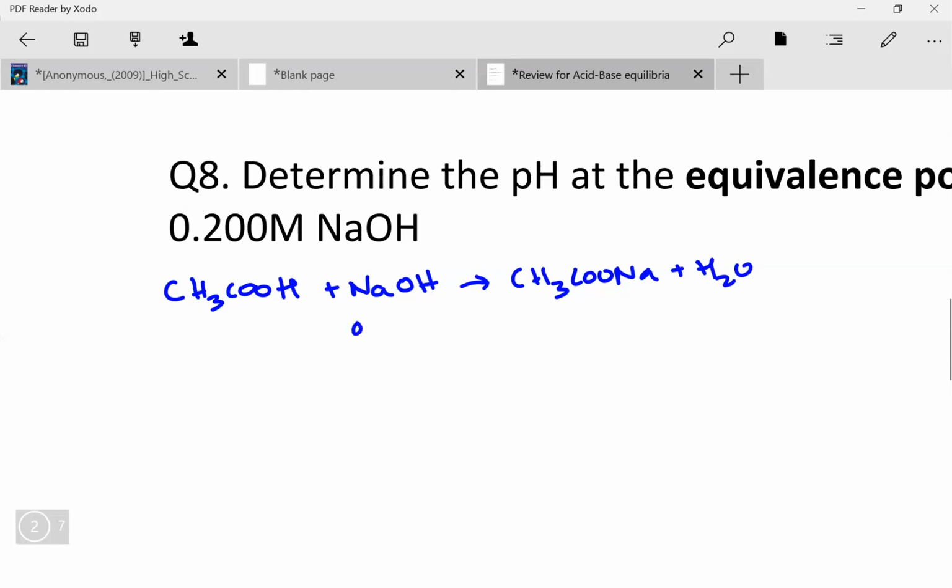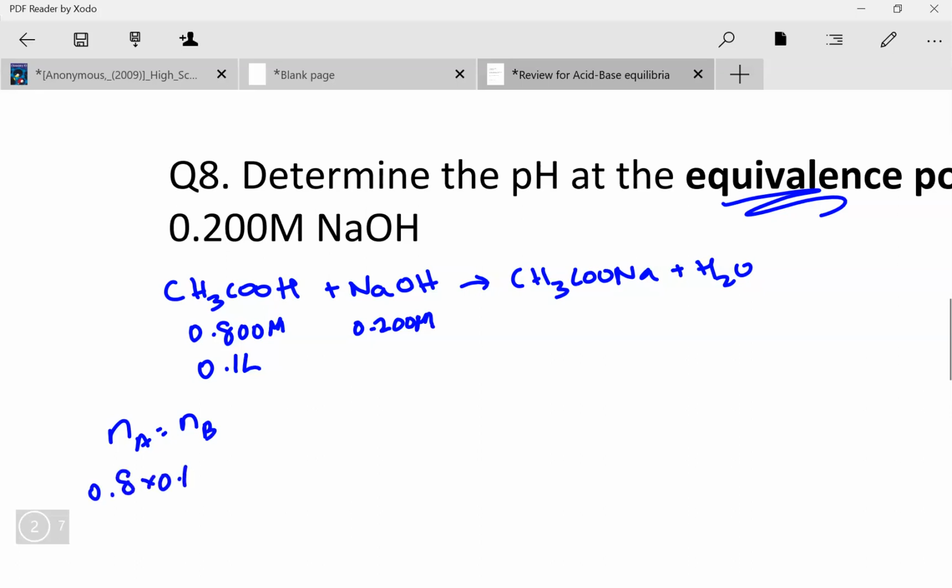Now, I know my 0.200 moles per liter here. I know this is 0.800 moles per liter. My volume here is 0.1 liters. So again, I know at equivalence point, my number of moles of acid equals number of moles of base. So the concentration times volume of acid equals the concentration times the volume of base, which I can now find to be 0.8 times 0.1 divided by 0.2, which is 0.4 liters.